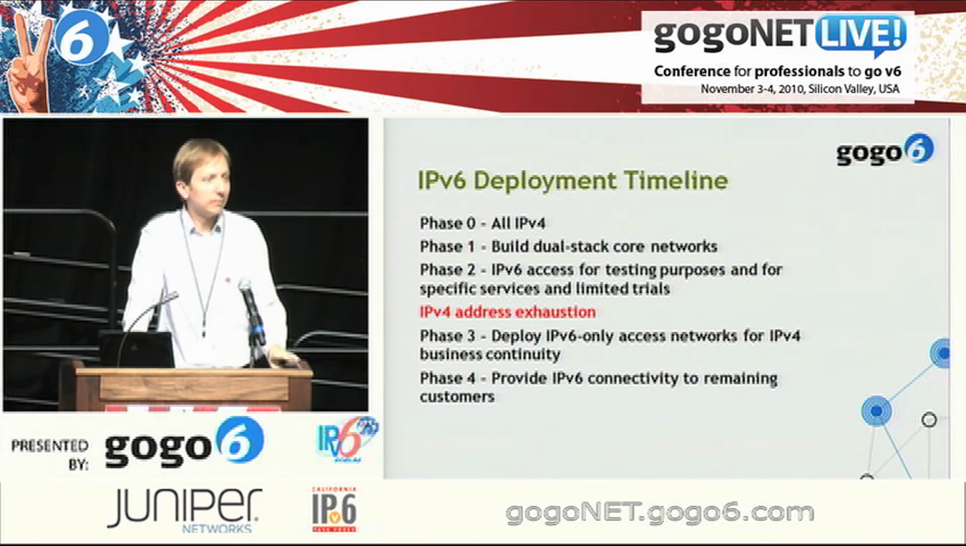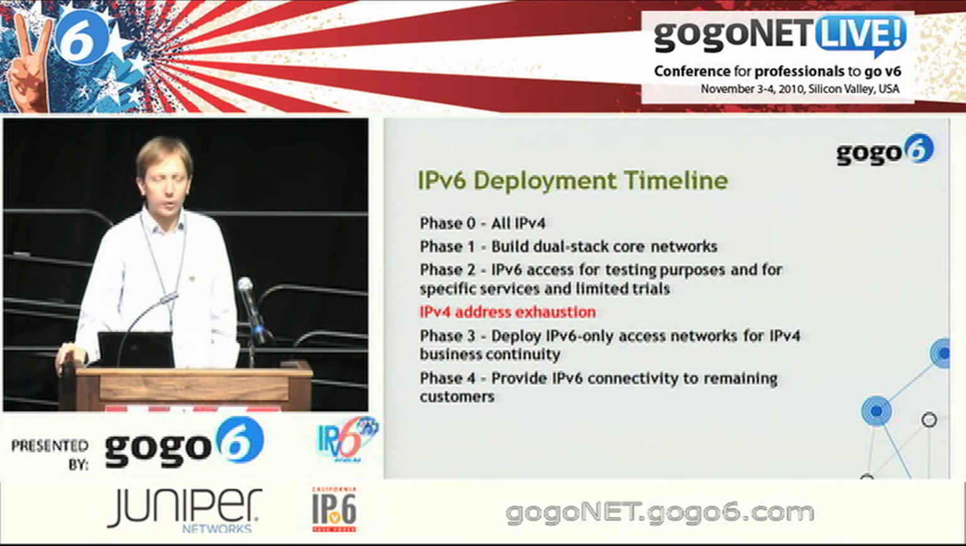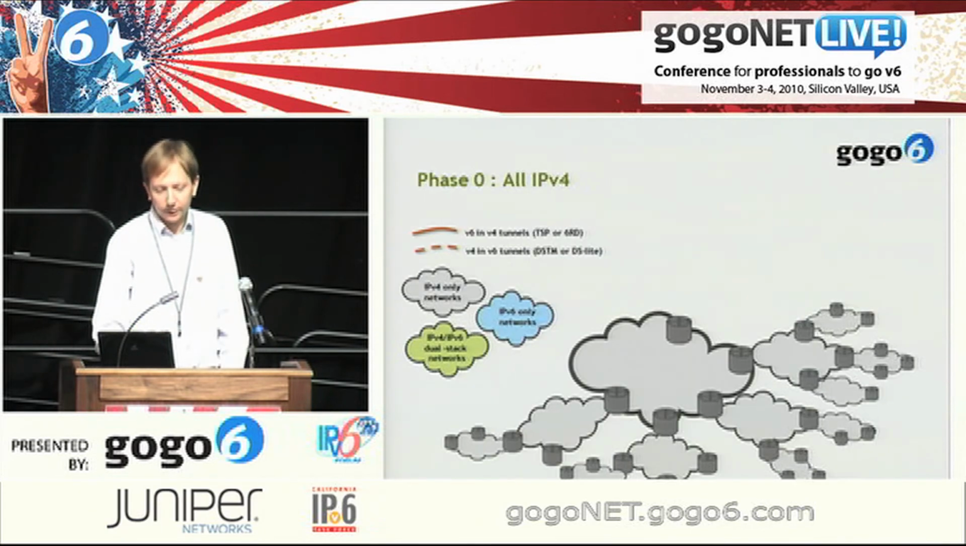Then we hit the address exhaustion. Now suddenly we have to act a bit differently. We need to figure out how to continue doing business. And it's not a question of IPv6, it's a question of business continuity. So we might be starting with IPv6 only deployments for new networks, or using similar solutions to be able to preserve IPv4 addresses. And then we get to the end.